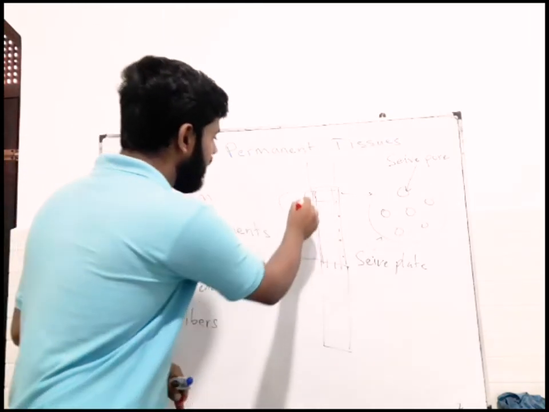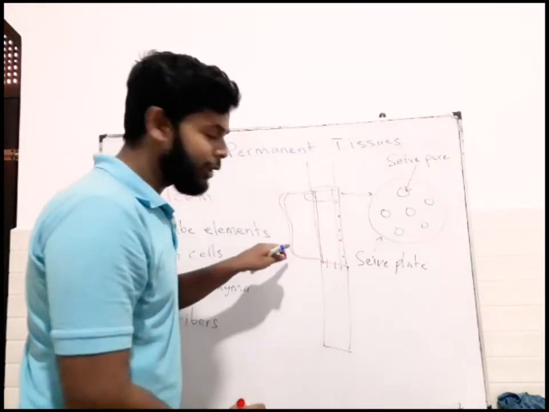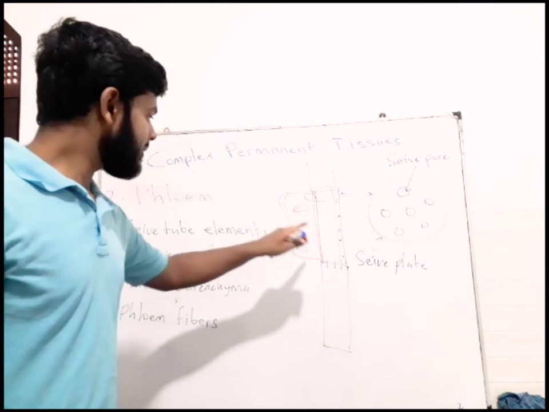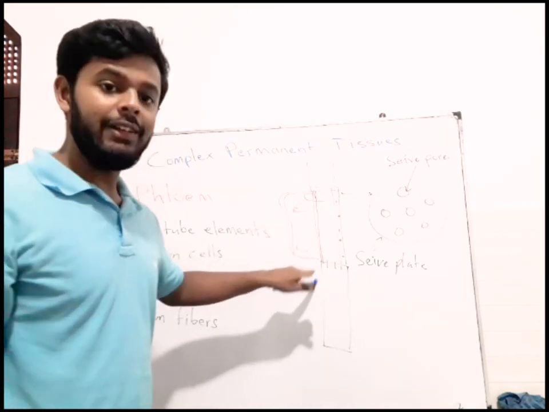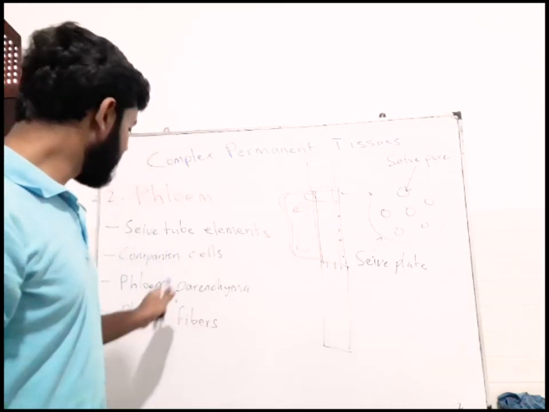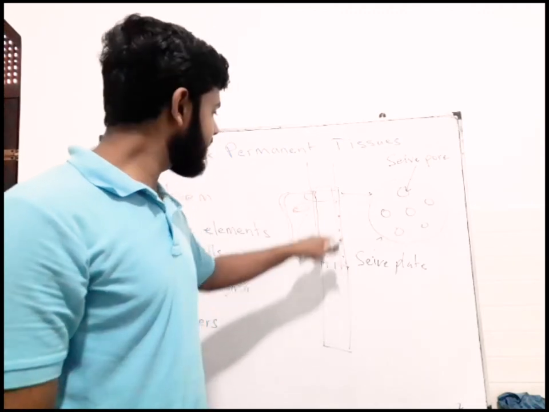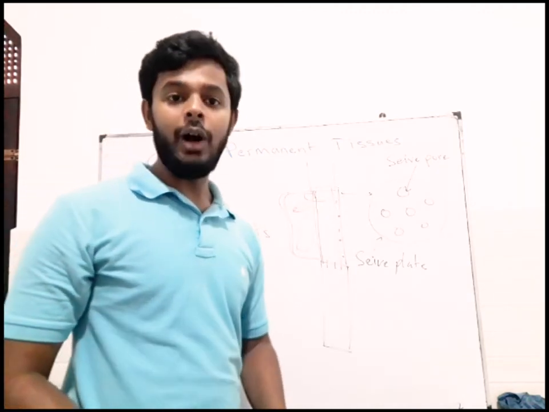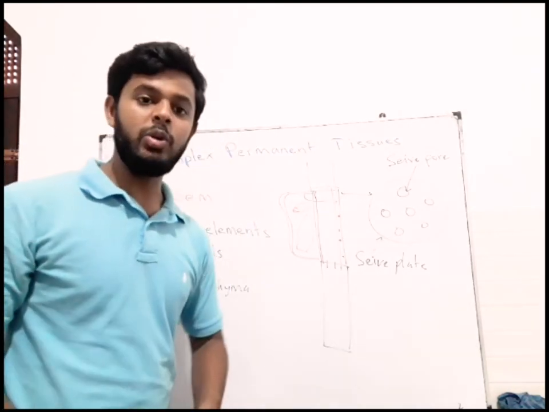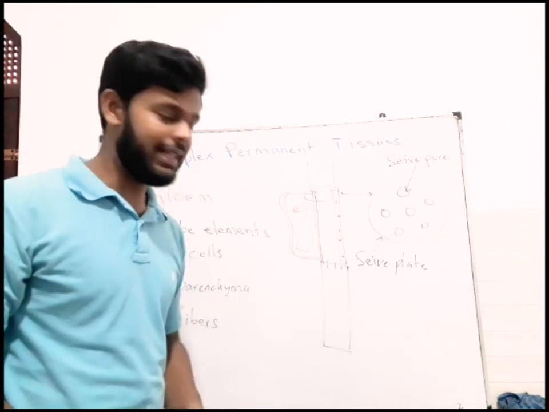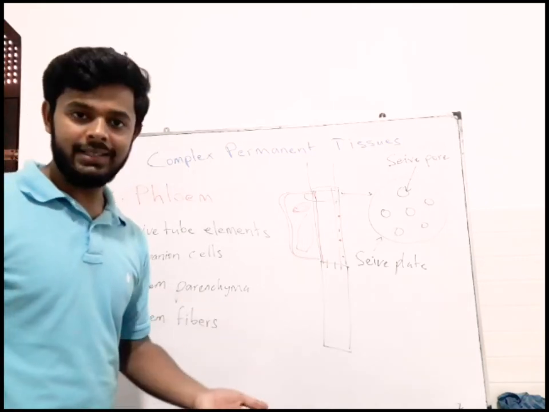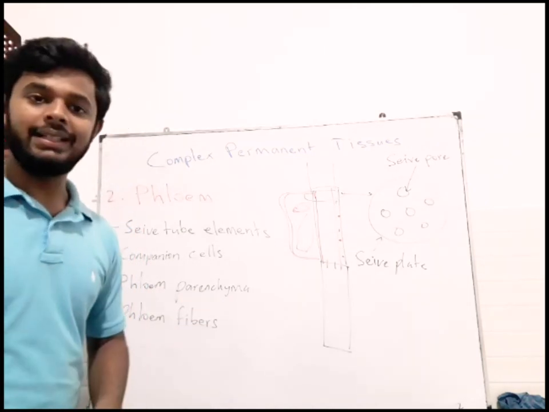This companion cell will contain a dense cytoplasm with a distinct nucleus and a vacuole. The nucleus of the companion cell will also control the activities of the sieve tube elements. In addition to that, the phloem parenchyma cells are present in the phloem, which are involved in storage of food, and phloem fibers are present, which are involved in providing support to the phloem cells. Here, the sieve tube elements, companion cells, and phloem parenchyma are living cells, and the phloem fibers are non-living cells.